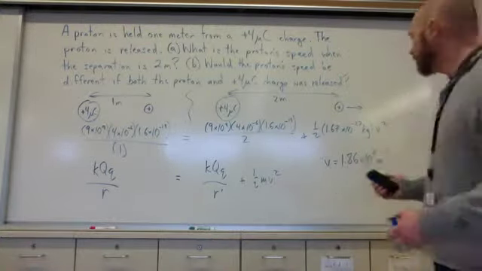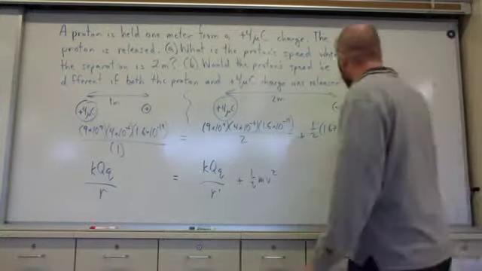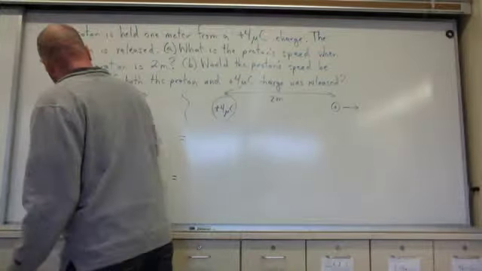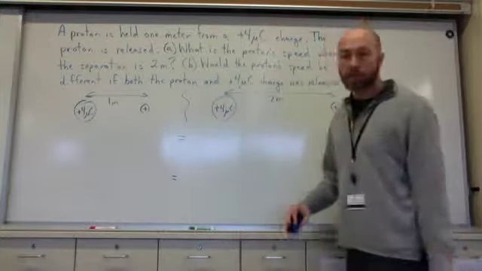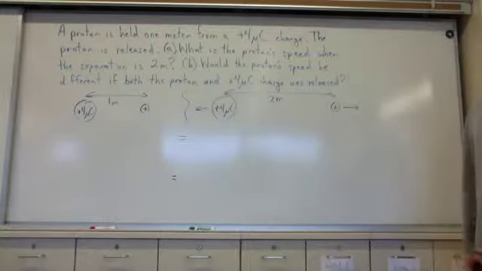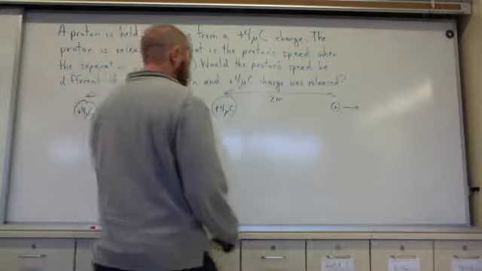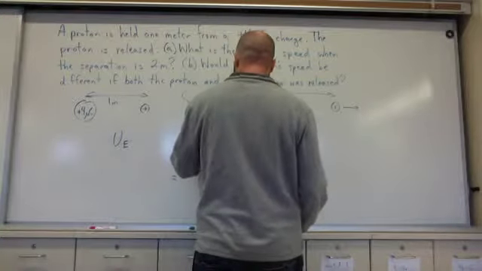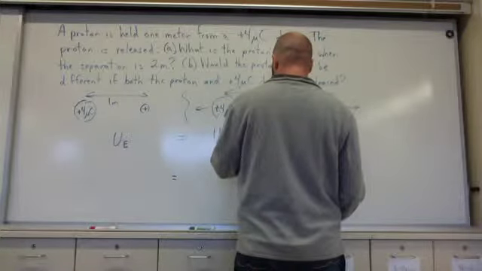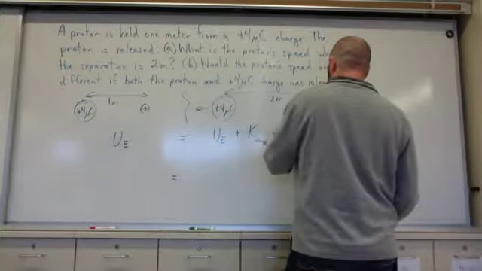If we're going to do part B, let me erase so we can do part B. Part B is saying, hey, you know what? Now, on my after side, they're both going to be moving. So if you think about it, for my before side, I have potential energy. On my after side, I have potential energy plus the kinetic energy of the charge plus the kinetic energy of the proton.